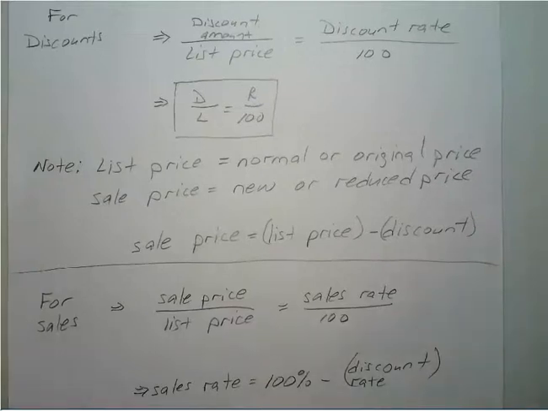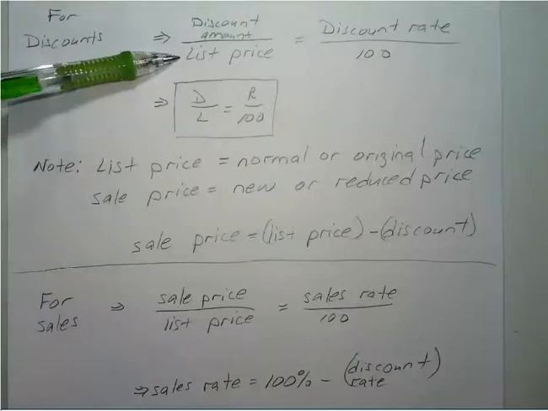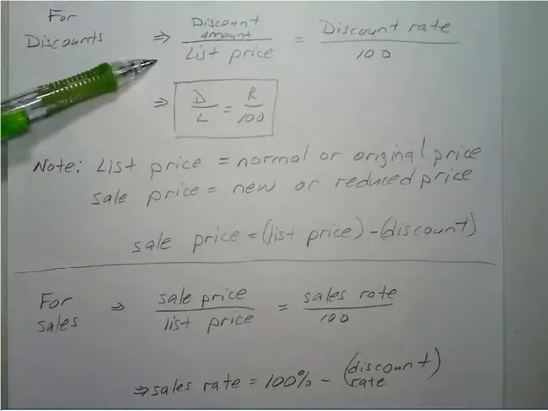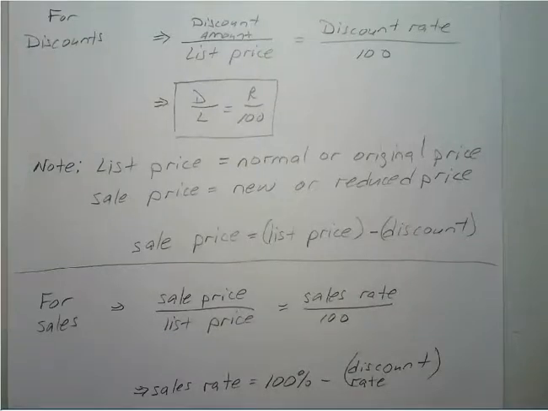Now for sales, you have the sale price over the list price equals the sales rate over 100. If you notice, both of these have a list price, so you can use both of these formulas to solve for the list price. But which formula you use all depends on the amount of information you're given. If you're given enough information to use one method to solve for the list price, you can do that. If you're only given enough information to use the other method, you can. So it all depends on the information you're given.